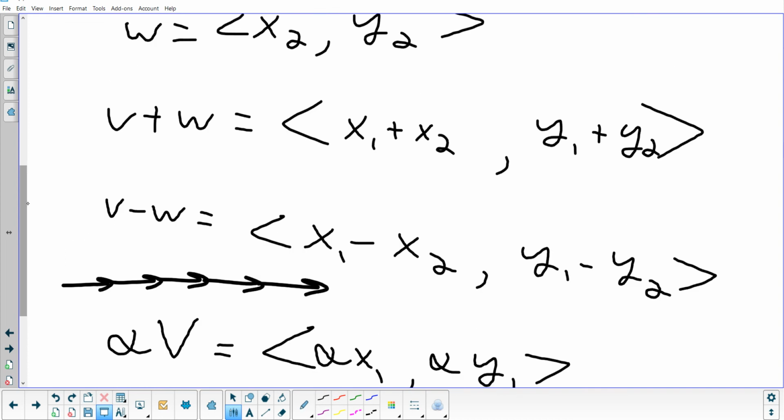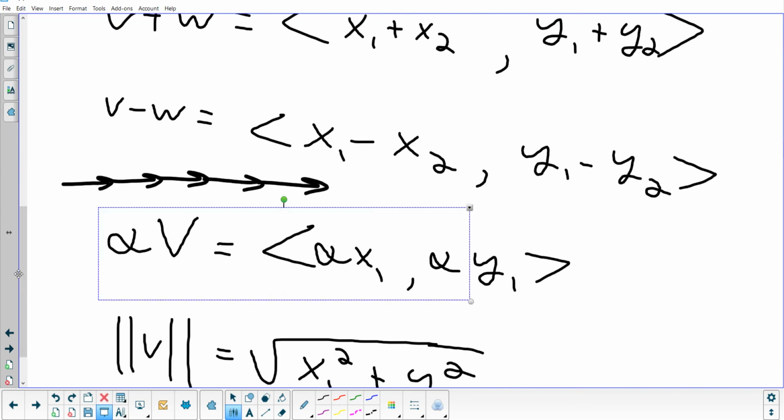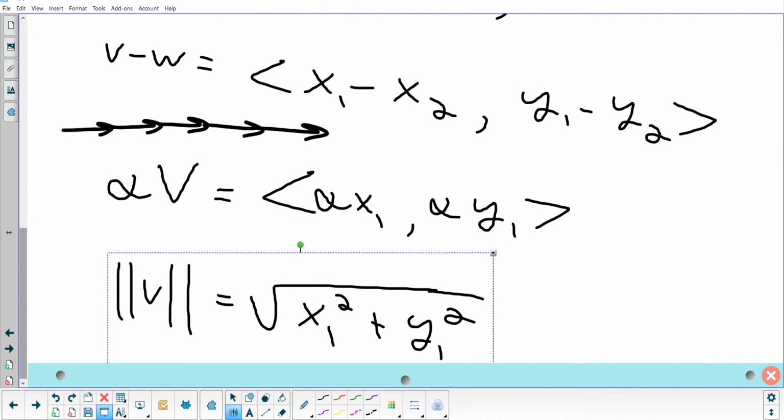When you do the first one, v plus w, what type of answer do you get when you're done after you add two vectors together? A vector. It could be a positive component or a negative component, but the point is you get a new vector. How about when you subtract vectors? You get a new vector. When you scale a vector? New vector. When you find the magnitude of a vector?